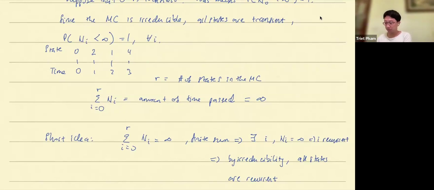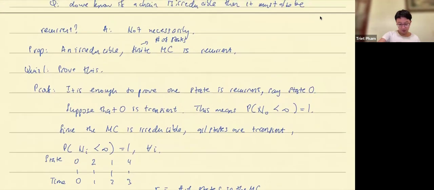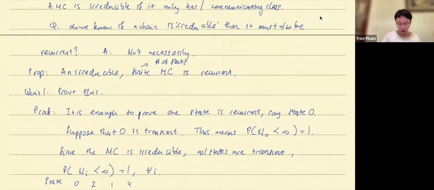Any questions? All right. So I guess that's sort of the application of the irreducible concept. If you have an irreducible Markov chain and it's finite, you know for sure it must be recurrent in some way, because it has no place to escape to.